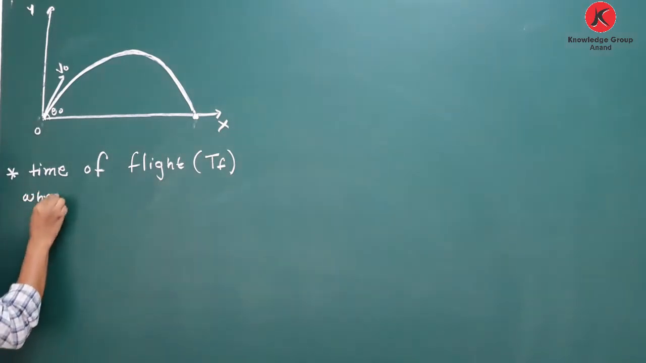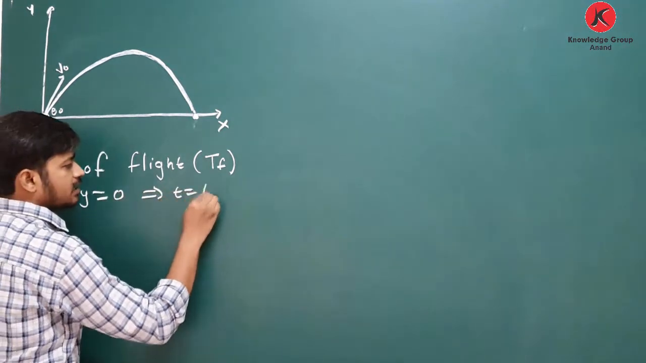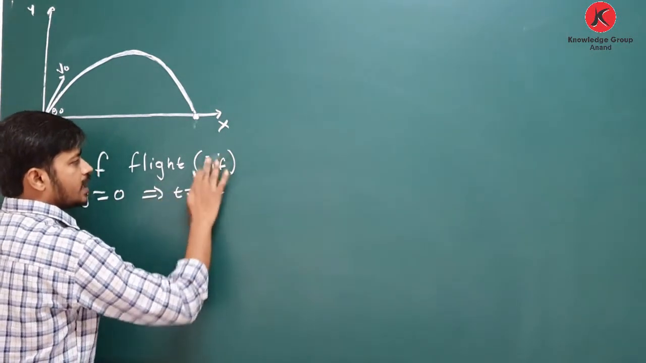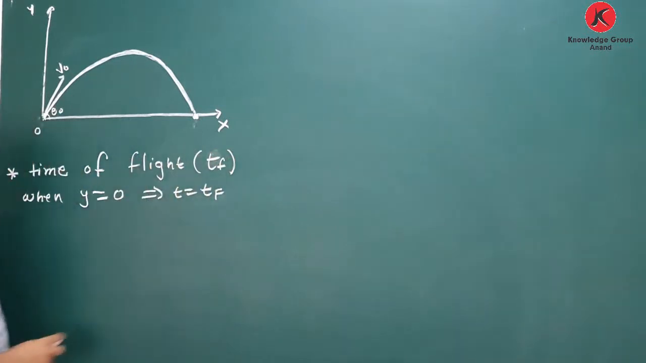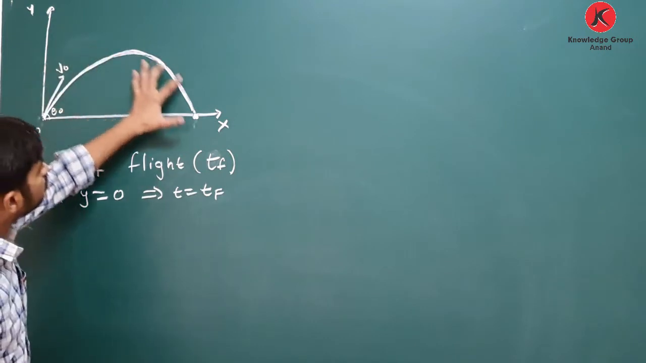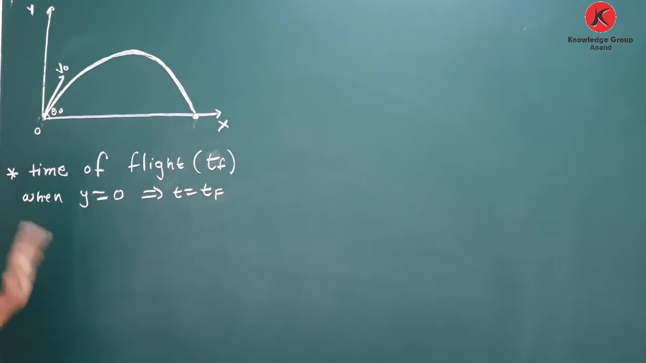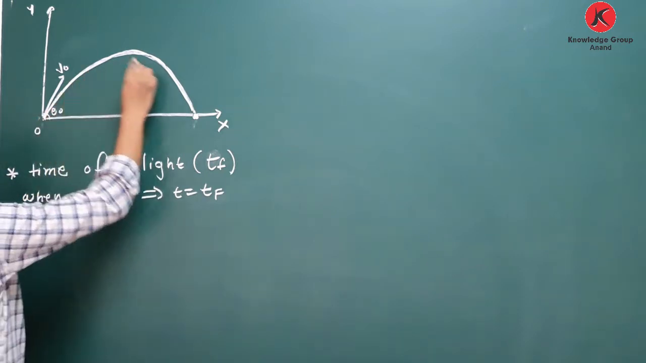Okay, when y is equal to 0, that time is called time of flight. Clear about this? Again, how to see? What is time of flight? Time taken by the object to move from this point to this point. It means the time during which it is in the air, it is flying.